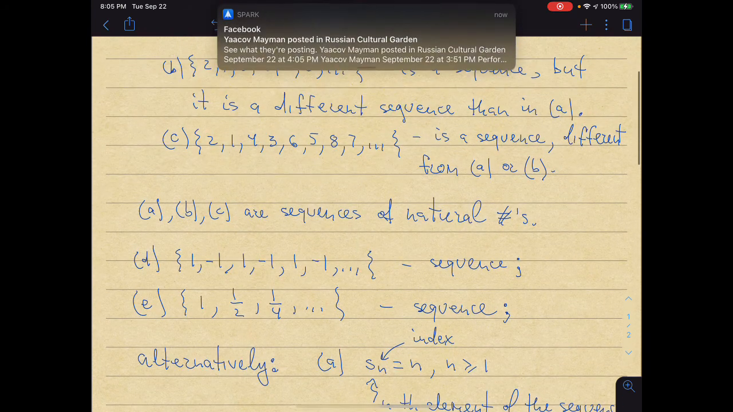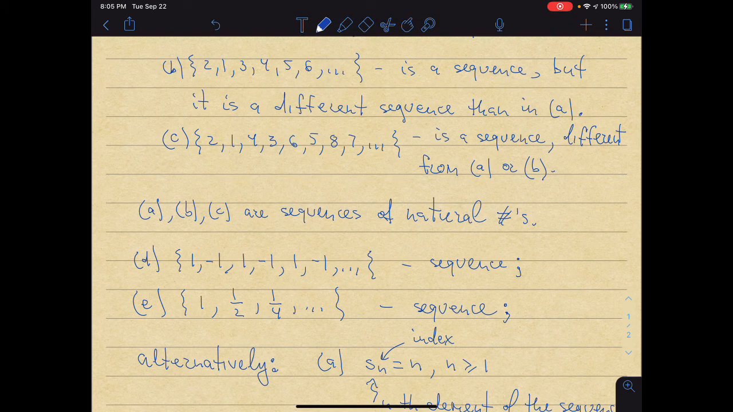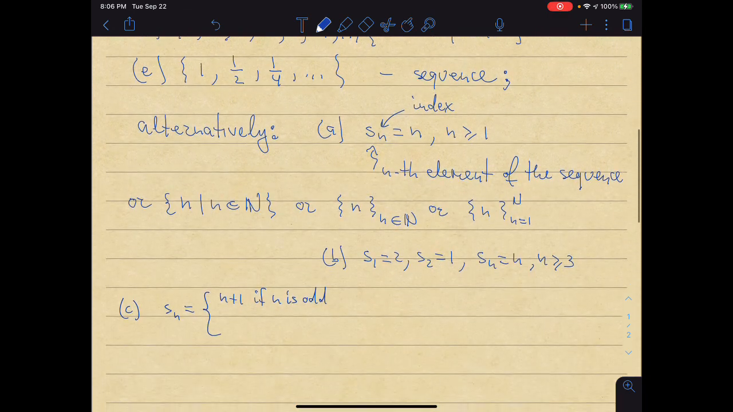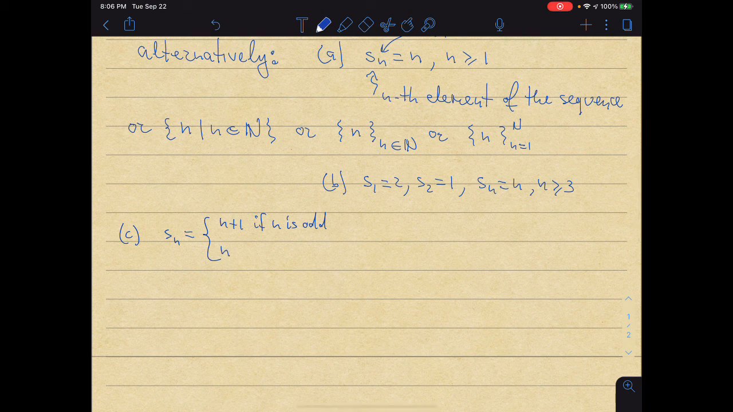And on the other hand, if we look at position 2, we see 1. At position 2 we have 1, at position 4 we have 3. So then it's 1 less. The value of the element is 1 less than its position. So n minus 1 if n is even. And otherwise n is any natural number, right? So this specifies a sequence uniquely.